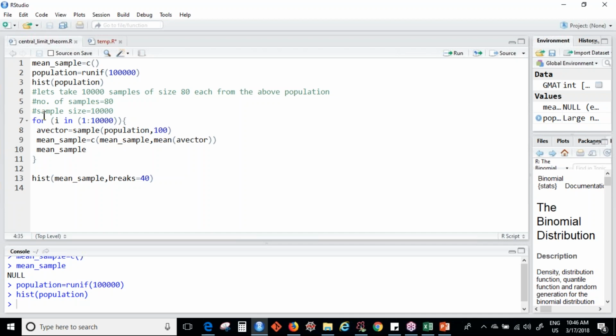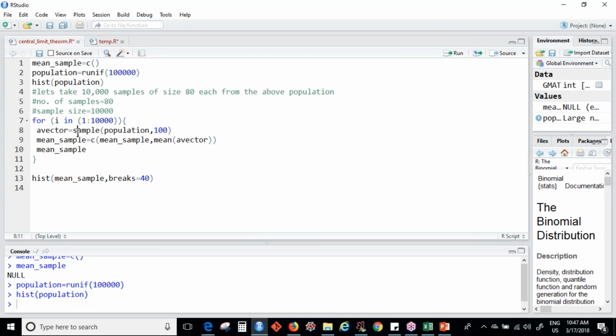I have to take samples 10,000 times, so I will create a loop for this. I'm using a for loop, for i in 1 to 10,000. I have kept this sample function inside the loop. That means every time the loop runs, a sample will be taken. Sample first takes the population, and then 100, so the sample size is 100. A total of 10,000 samples will be taken.